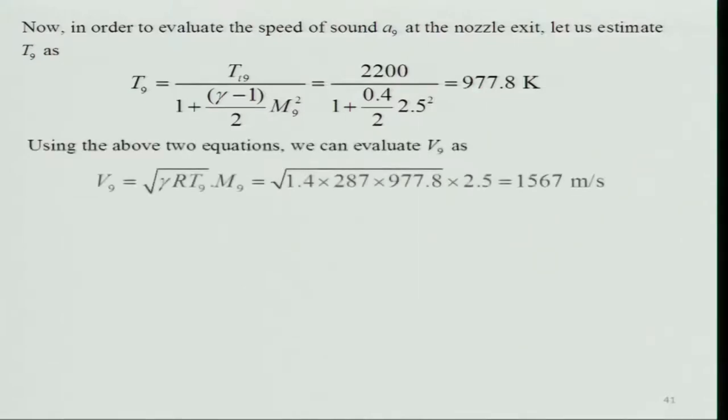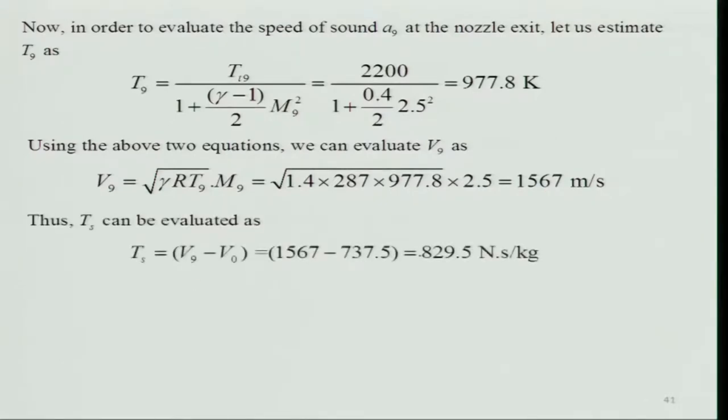So using the two equations, we can evaluate V9. I know this V9 and I know the M0, so I can find out. This V9 happens to be 1567 meters per second, which is not the same as the flight velocity, which is 700 odd, right? So when you substitute these values, you will get 829.5 newton second per kg, and you will see that it is almost the same as that of the earlier method.